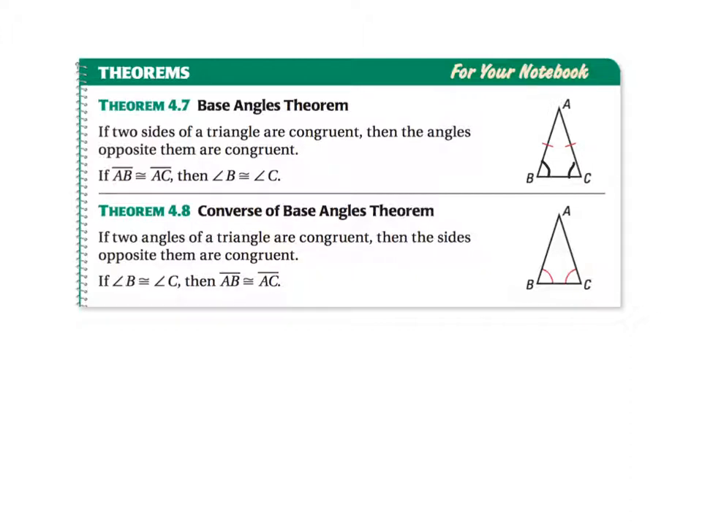Then we come to theorem 4.8, the converse of the base angles theorem. It says if two angles of a triangle are congruent, then the sides opposite them are congruent. So basically this is saying if I know that these two angles are congruent, if B is congruent to C, then I know that AB is congruent to AC. So basically this is saying that if I know that these two angles are congruent, then I have an isosceles triangle. I would write these down in your notes as well.